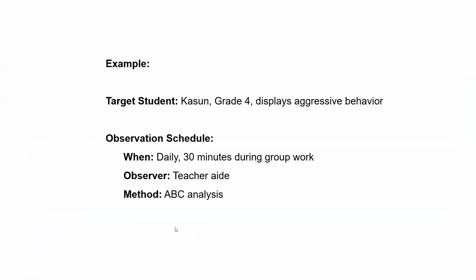Another example, see target student Kasun, grade 4, displays aggressive behavior. Observation schedule: daily, 30 minutes during group work. He is very aggressive during the group work. Why? Observer, who is the observer? Teacher. Method is ABC analysis. You can use this method to find out his emotions.